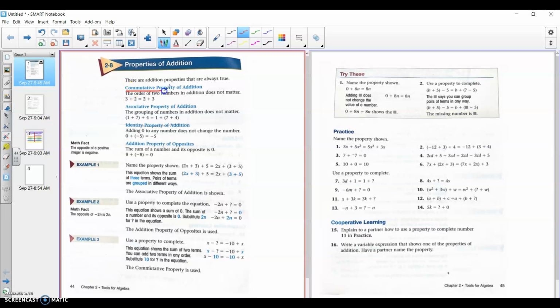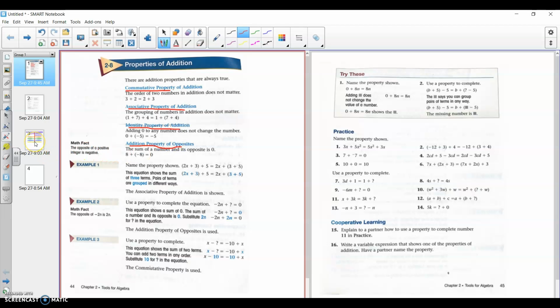Commutative property of addition. There's that one. The associative property of addition. And then the identity property of addition, followed by the last one, which is the addition property of opposites.